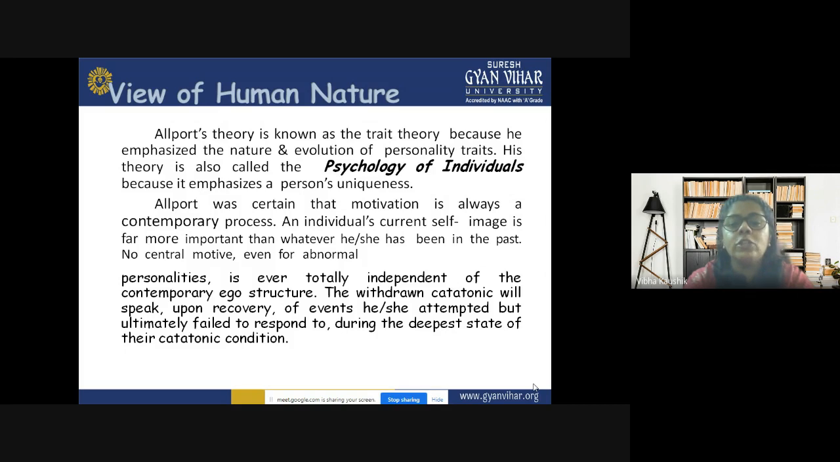Allport was certain that motivation is always a contemporary process. An individual's current self-image is far more important than whatever he or she has been in the past. It means he is saying that an individual's current self-image is more important than whatever he or she was in the past. No central motive, even for abnormal personalities, is ever totally independent of the contemporary ego structure. The withdrawn catatonic will speak upon recovery of events he or she attempted but ultimately failed to respond to during the deepest state of their catatonic condition.